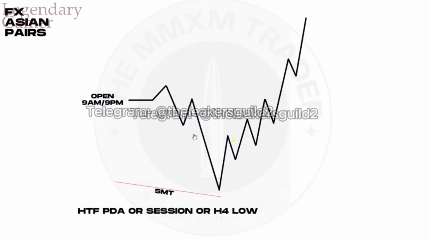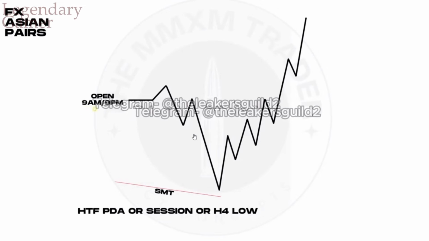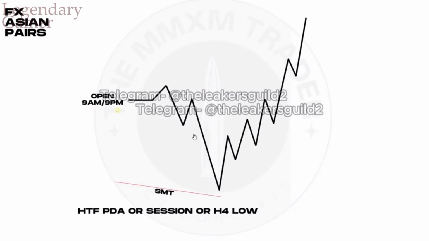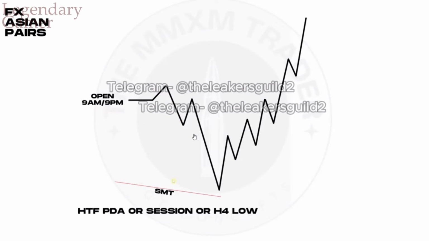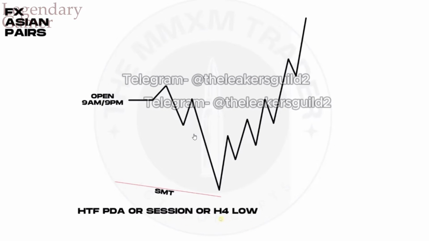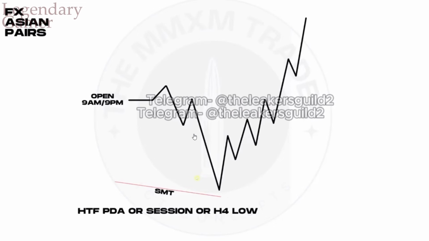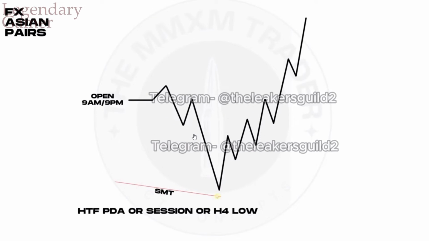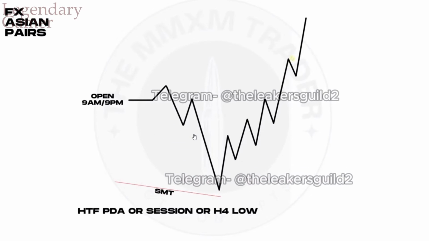The same thing for a bullish example, right? We want to focus on the 9 a.m. and the 9 p.m. candle, right? Trading down lower into a higher time frame PDRA, or a previous session low, or a 4-hour candle low, right? And then that SMT is key for the distribution phase up higher.